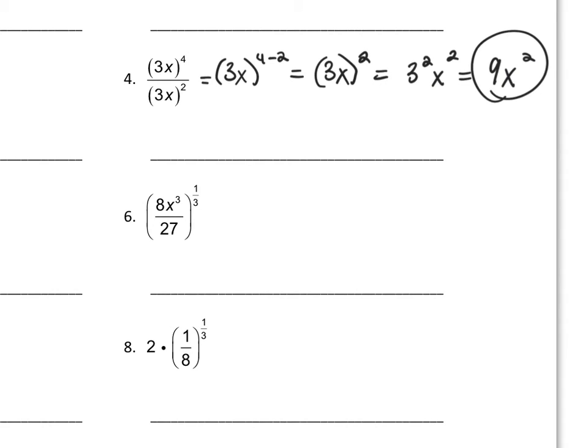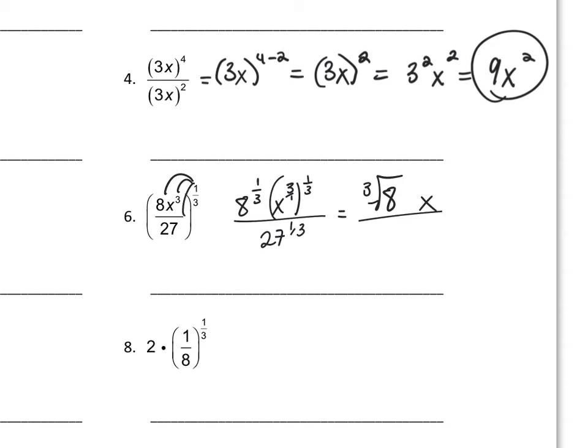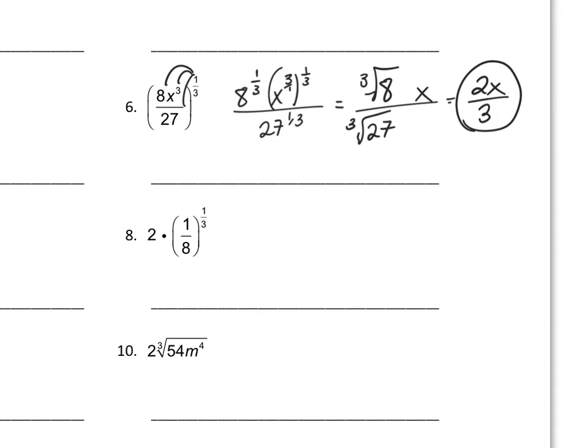This next one looks harder, but it's really not. Using the power of a power rule, this exponent applies to all 3 pieces inside my parentheses. So I'm going to rewrite 8 to the power of 1/3 as the cube root of 8. I noticed that my x to the power of 3, when raised to a power of 1/3, I'm just going to multiply those fractions, and that's going to be x to the power of 1. So just x. And then 27 to the power of 1/3 is the same thing as the cube root of 27. Well, I know 2 times 2 times 2 is 8, so that's a 2. And 3 times 3 times 3 is 27, so that's a 3. So I have 2/3 x as my final answer on this one.